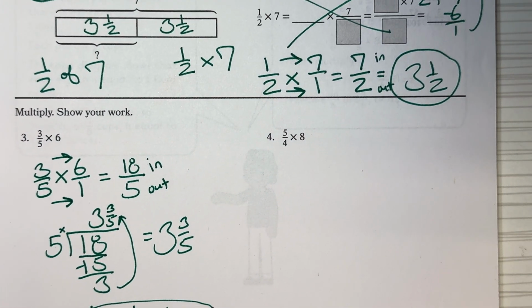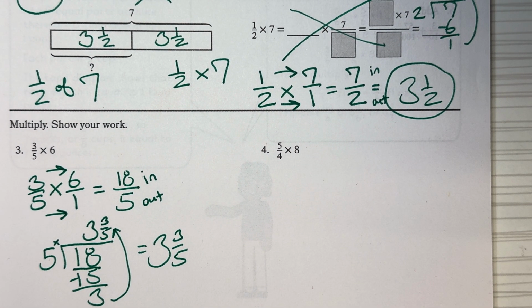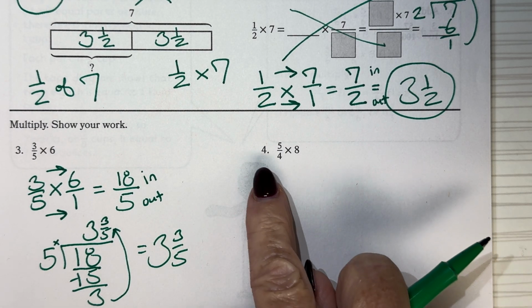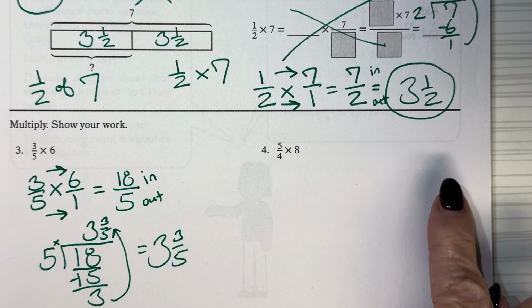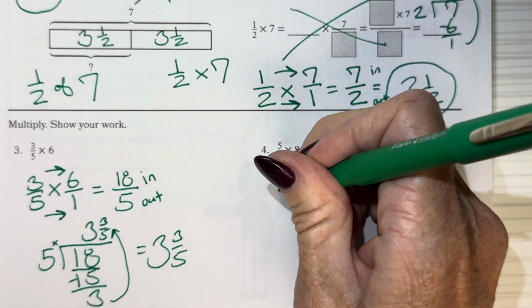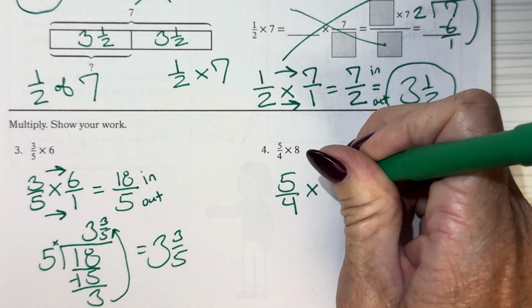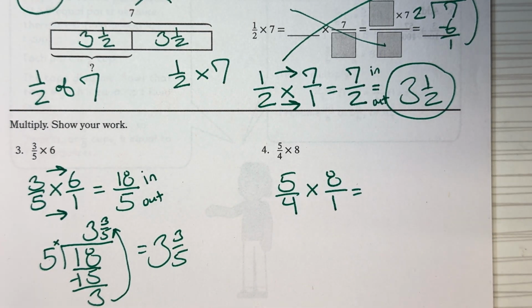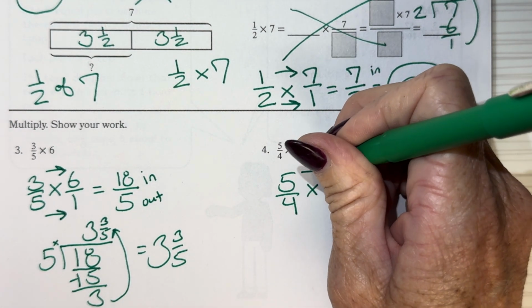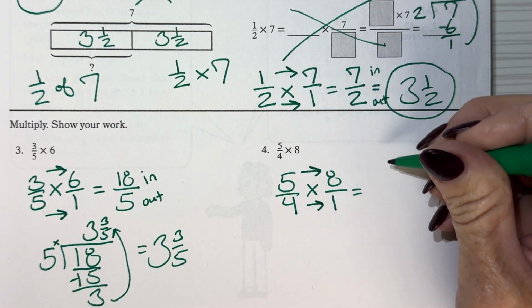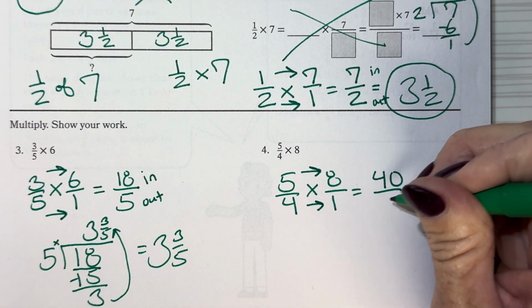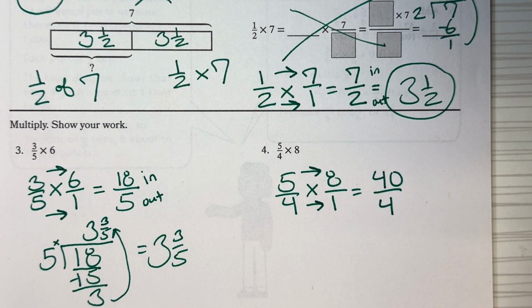Okay, our last one, I'm going to just use the algorithm. So I'm going to set it up horizontally with a fraction times a fraction. So 5/4 is already a fraction, and 8 can become a fraction like that. Okay, step 2 is we're going to multiply straight across. 5 times 8 is 40. 4 times 1 is 4.